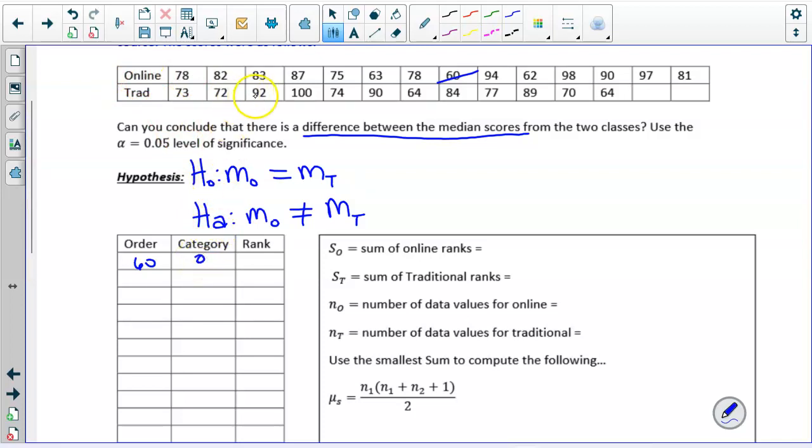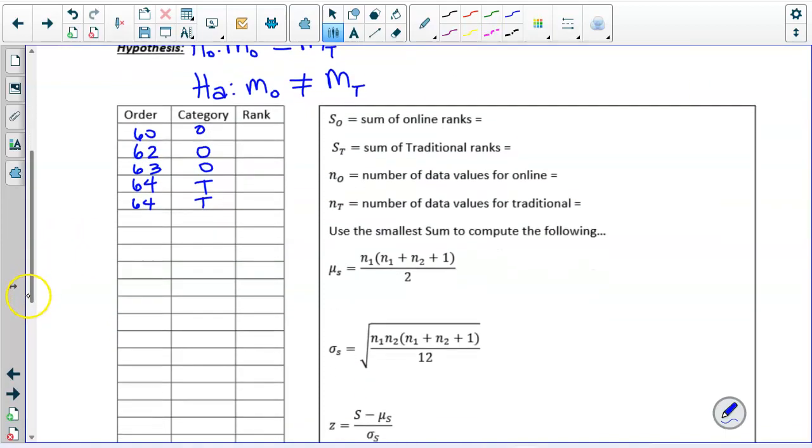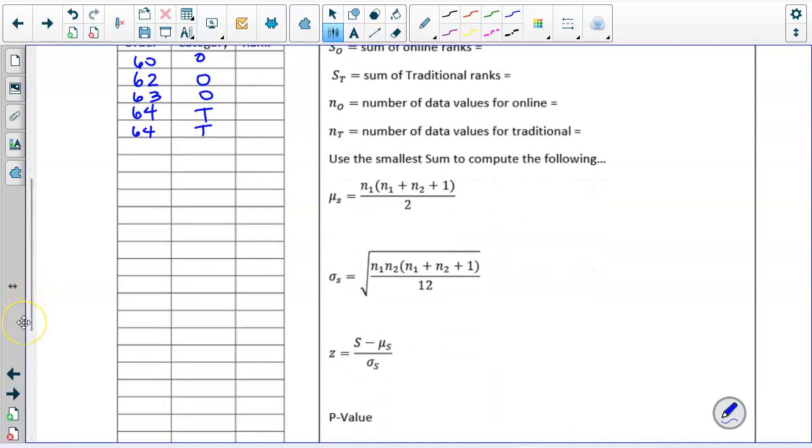The next one that I see is the smallest is 62. And it's also the online category, okay? Then I have 63, which belongs to the online group again. 64, which belongs to the traditional group. And I see another 64, which belongs to the traditional group. So does everybody see how to do this? Okay. Take a moment then to finish putting them in order, okay? And then I'll show you how to rank it in just a second.